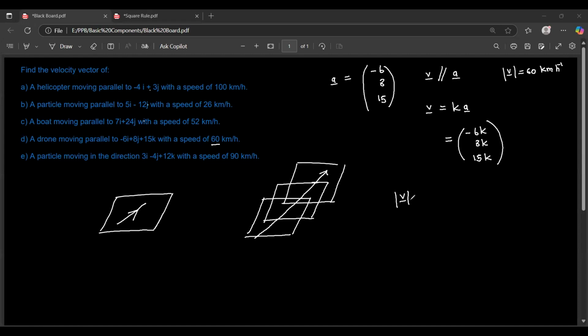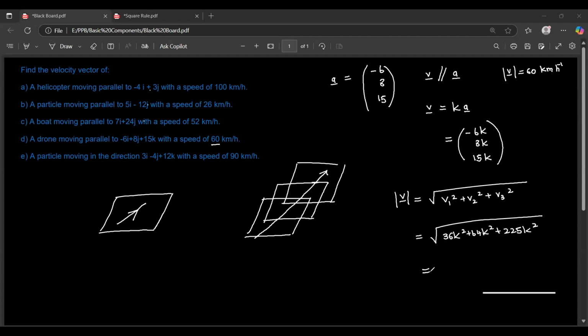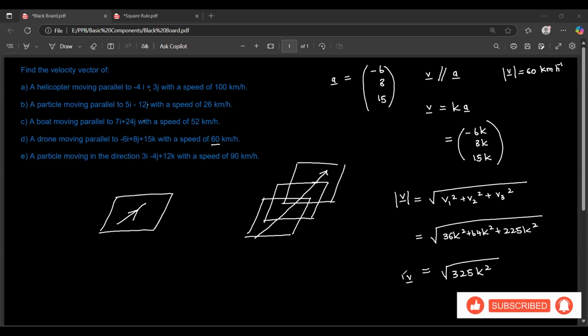So mod of V is equals to square root of B1 square plus B2 square plus B3 square. And that is equals to 36k square plus 64k square plus 225k square, which is equals to 325k square. Okay, so this is modulus of V. Well, that is equals to 60. 60 is equals to square root of 325k square.